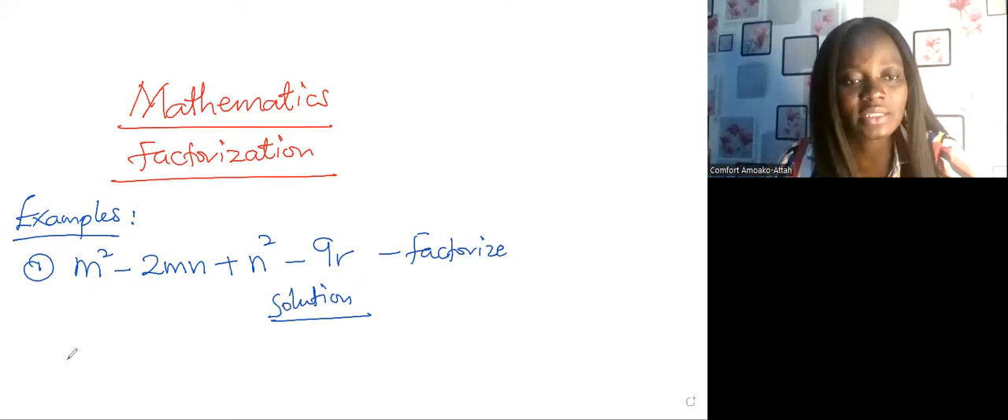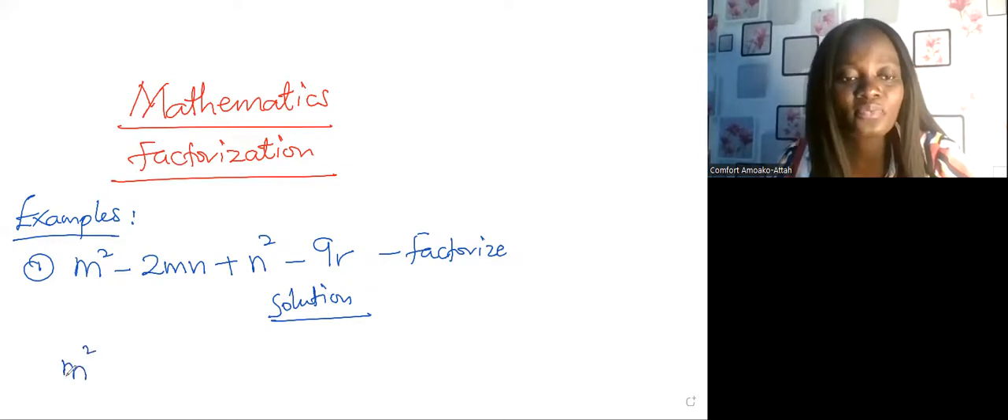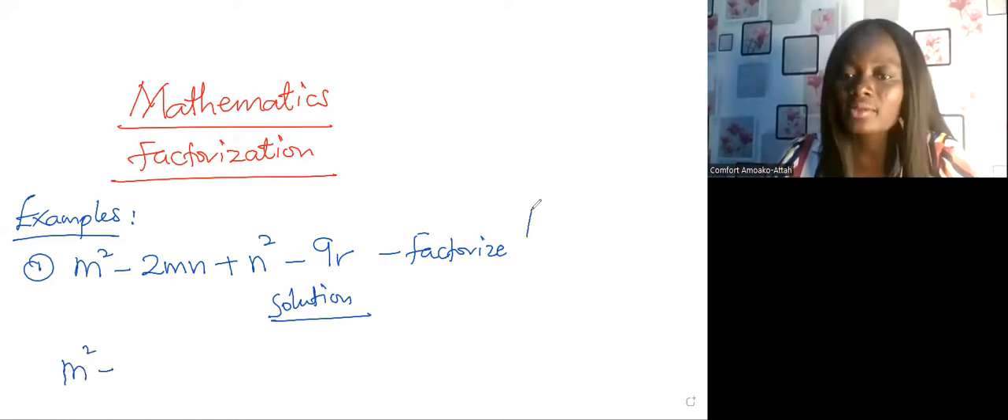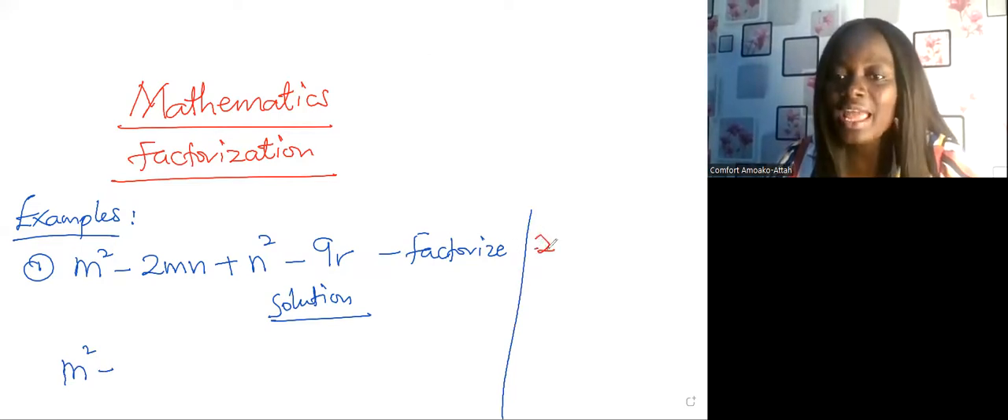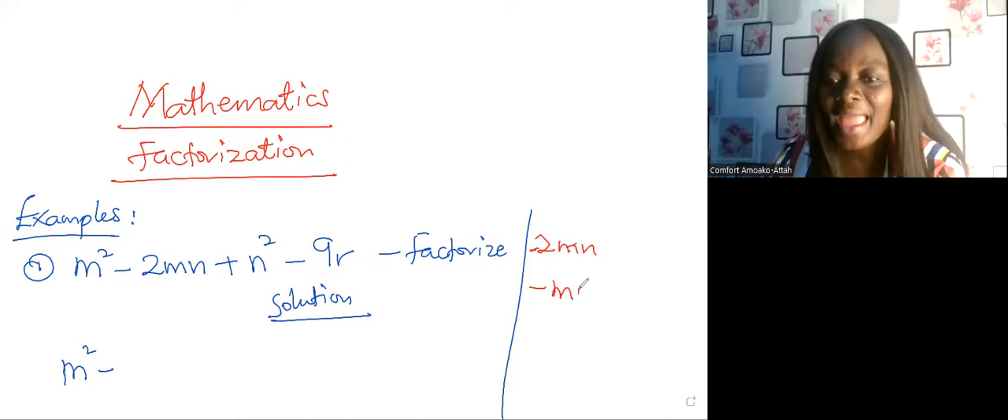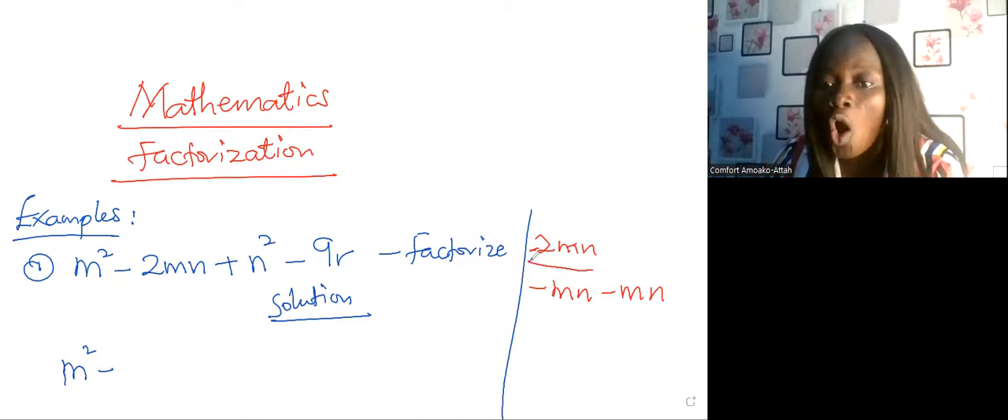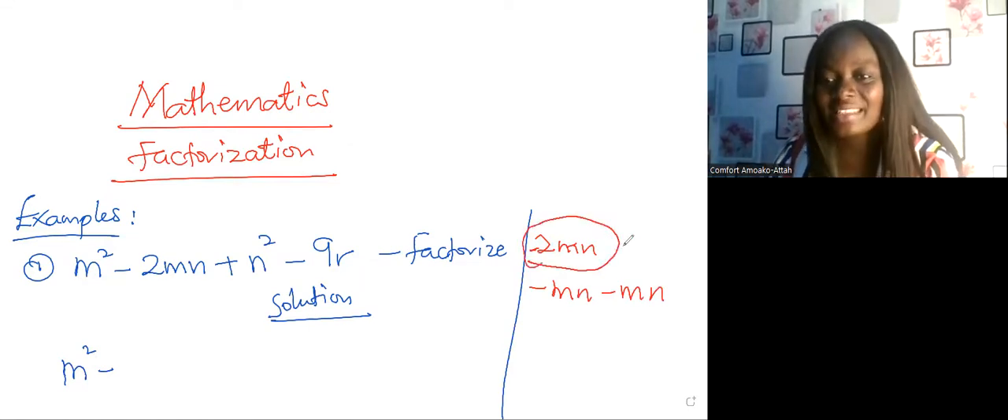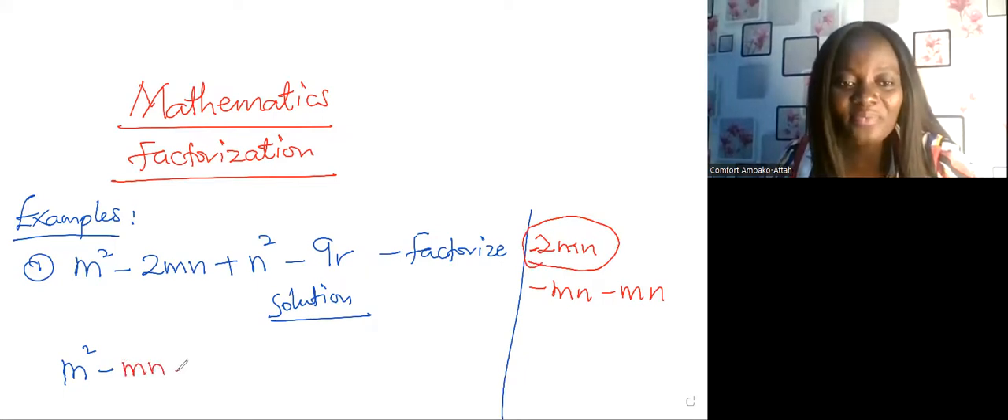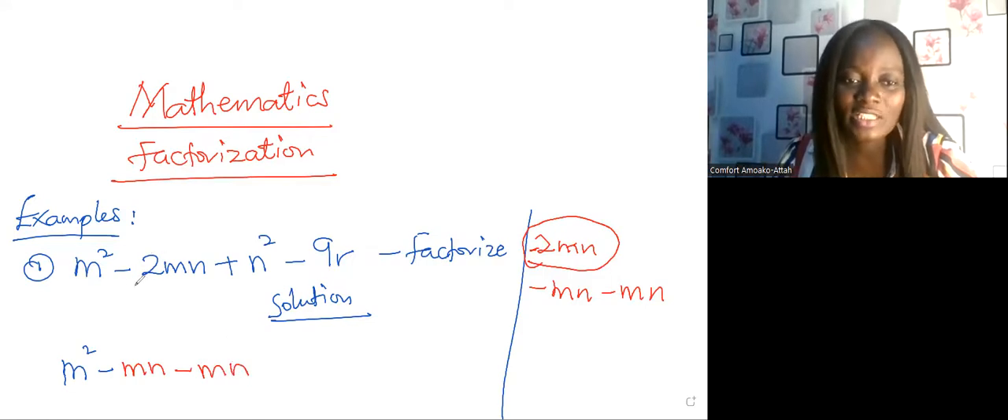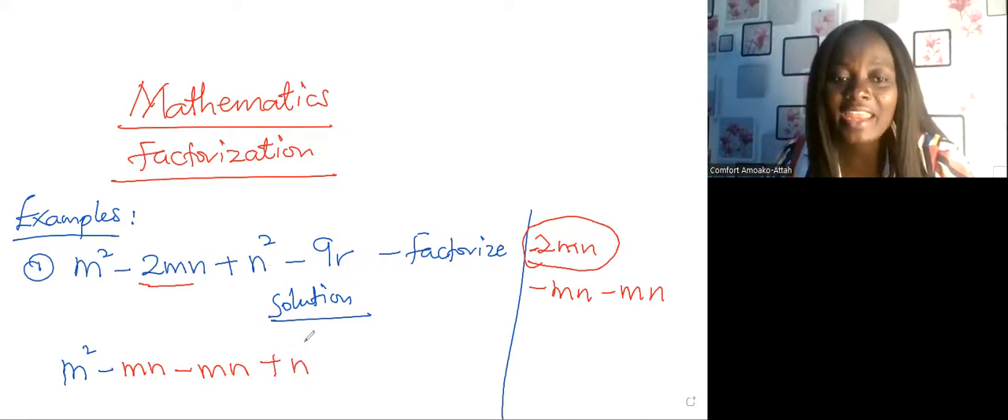For questions like this, let's see, we have m squared minus, all right, so let's do something. This negative 2mn is also the same as negative mn minus mn. That is 2 of the negative mn, right? So expanding this, you are going to get minus mn minus mn. That is this one. Okay, good. Then we have plus n squared.